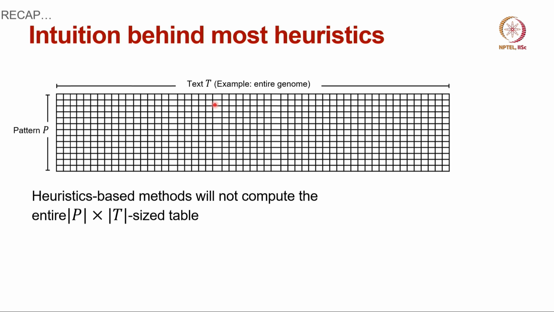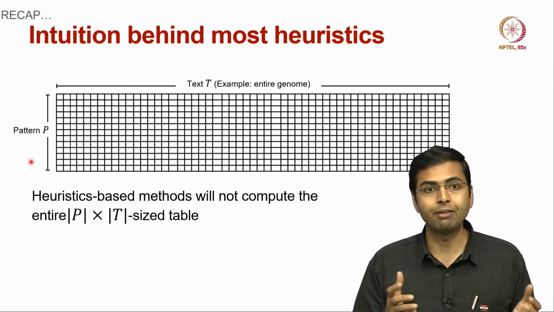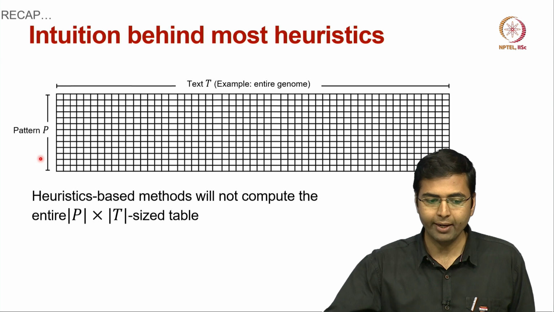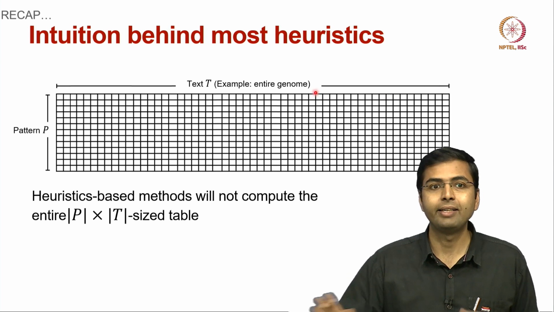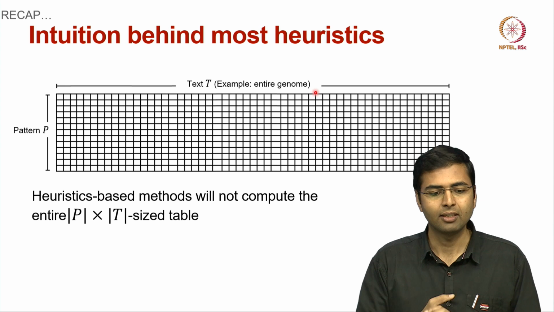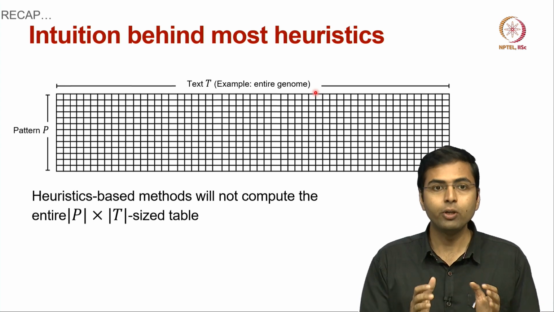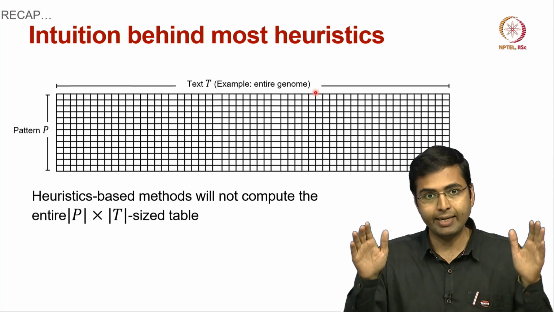Now in all these heuristics for pairwise sequence alignment, the key idea is to avoid computing the entire dynamic programming table. If you notice, all the alignment methods that we have discussed require computing this large dynamic programming table using different types of recursions, but the key thing that we want to do in heuristics is to avoid computing this entire table.